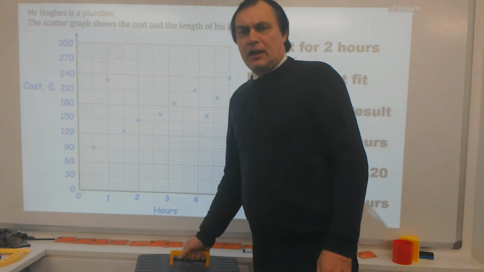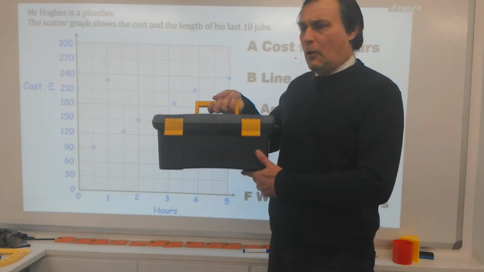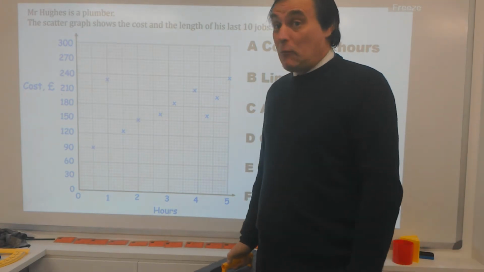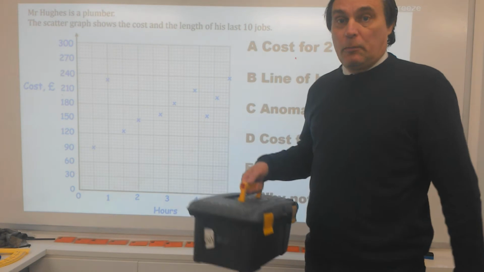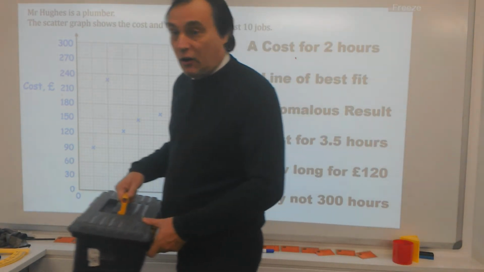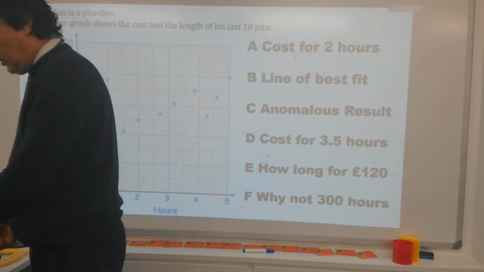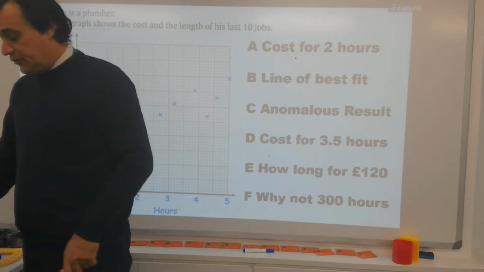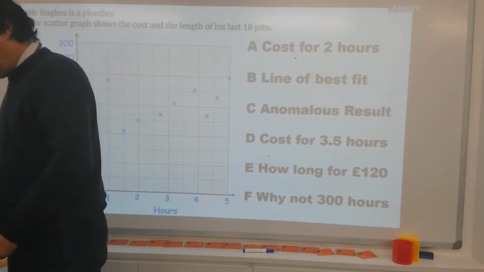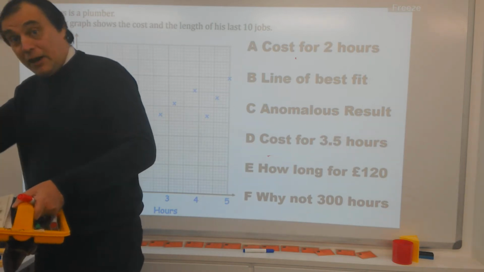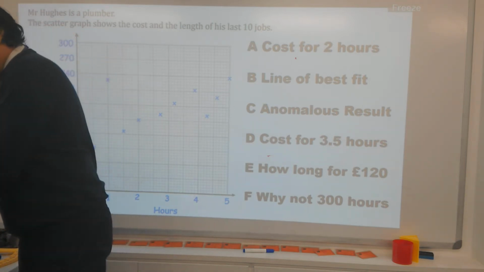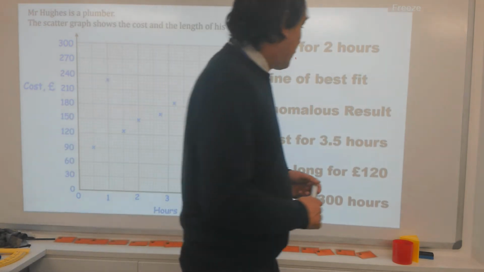Now, a lot of people think I'm a plumber because I carry this toolbox around with me. Well, I'm not a plumber, I'm a maths teacher. The reason I carry this toolbox around with me is because it's got equipment in it to help you do your maths, such as pens and protractors, rulers, kitchen sink, green pens as well. Anyway, enough of that. Let's get back to this question here.